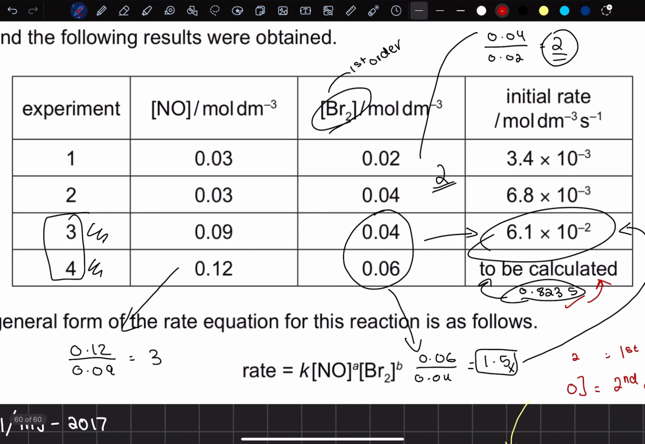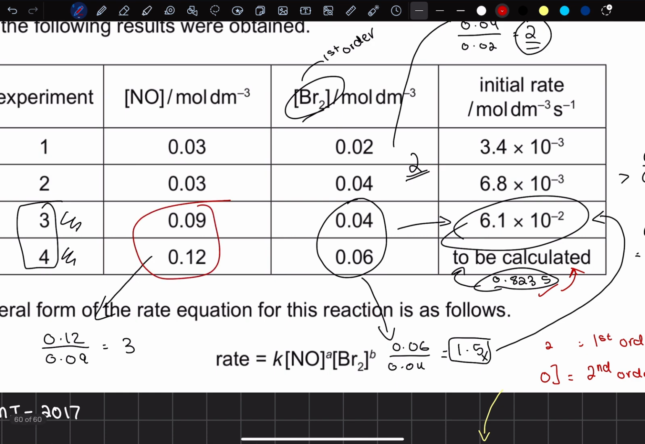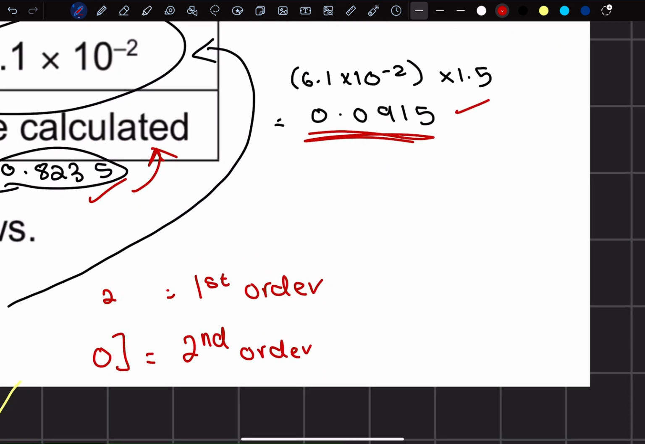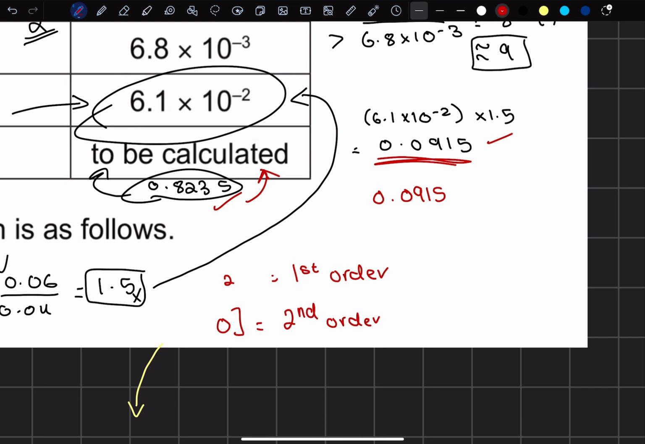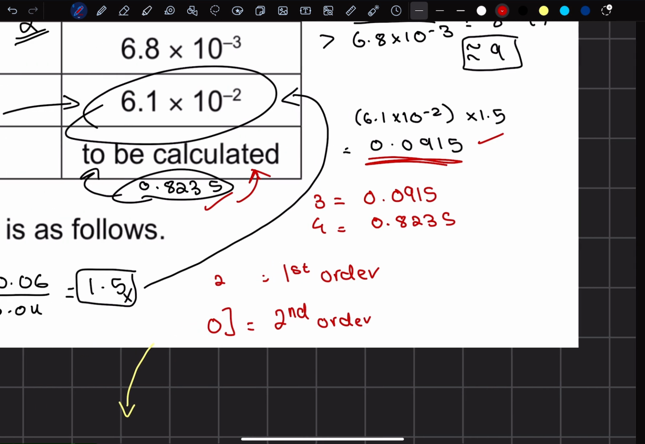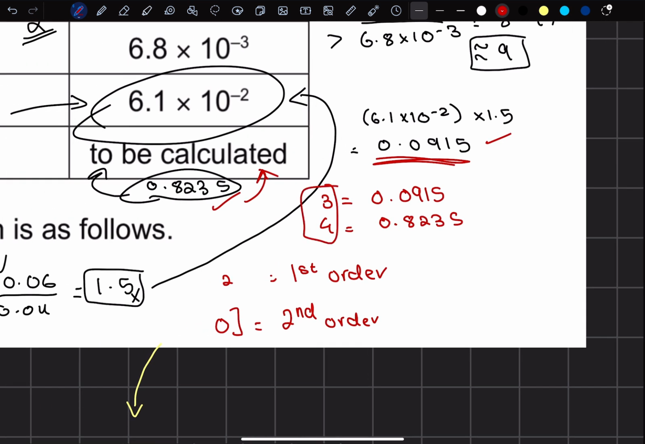So now I'm going to isolate NO and the rate, and find out the effect. 0.0915. Assume that experiment 3, experiment 4, this is 0.8235. Now, as I told you, when you have two experiments, you want to choose the one that's below and make it the numerator, and this one will then be the denominator, because you're comparing them.